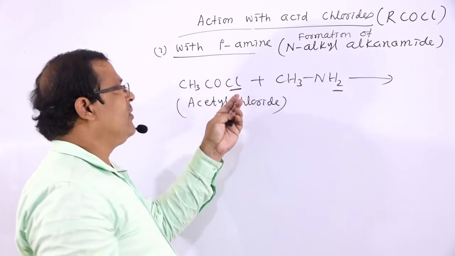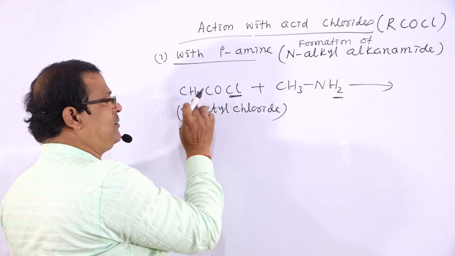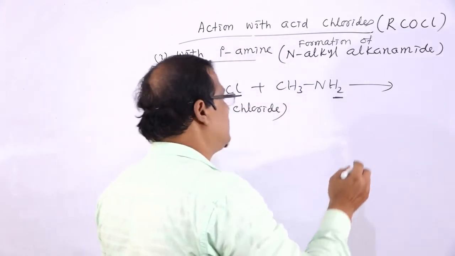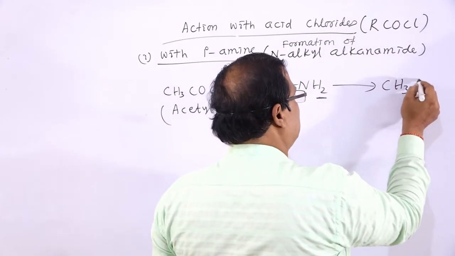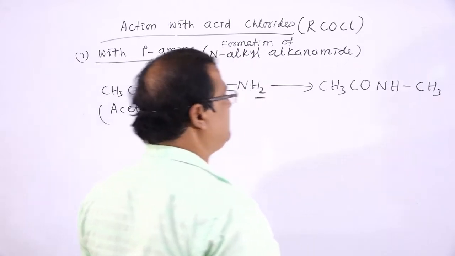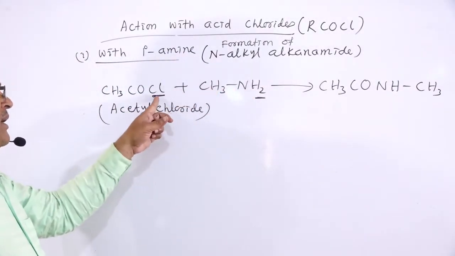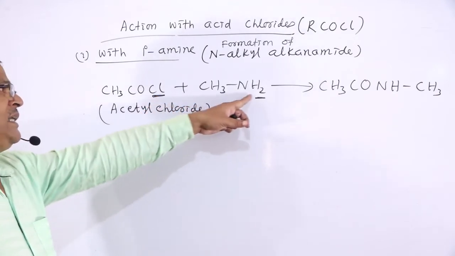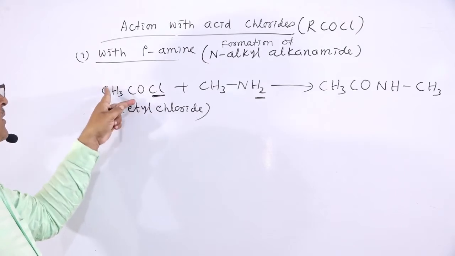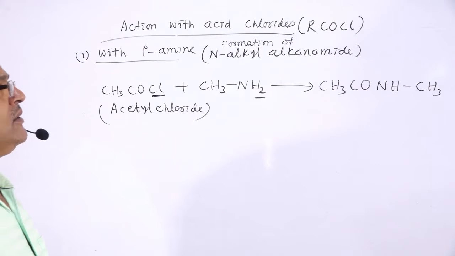CH3CONH-CH3. The Cl part and H part are removed as HCl. So the remaining parts are the CH3CO part and the CH3NH2 part, so there is the formation of CH3CONHCH3 plus HCl. That is the compound formed.